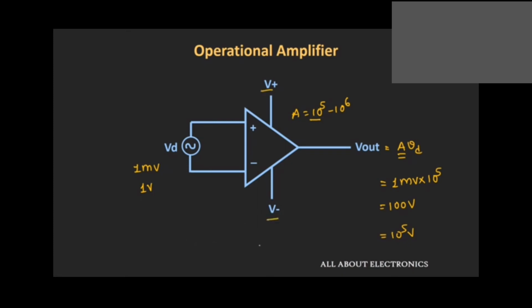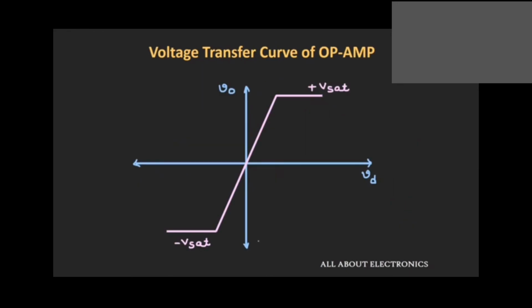If you see the voltage transfer curve of the op-amp, it will look like this. Here the x-axis represents the differential input applied to this operational amplifier, and the y-axis represents the output voltage of the amplifier. The slope basically represents the gain of the amplifier, which used to be in the range of 10 to the power 5 to 10 to the power 6.